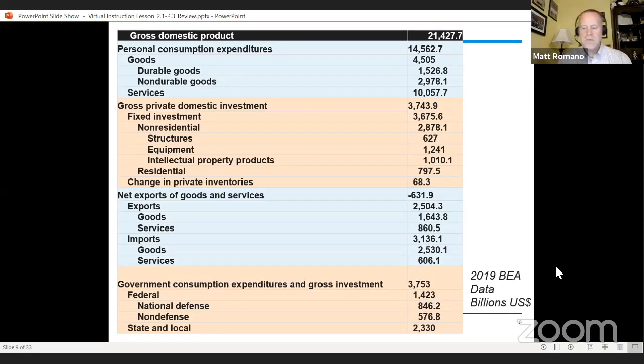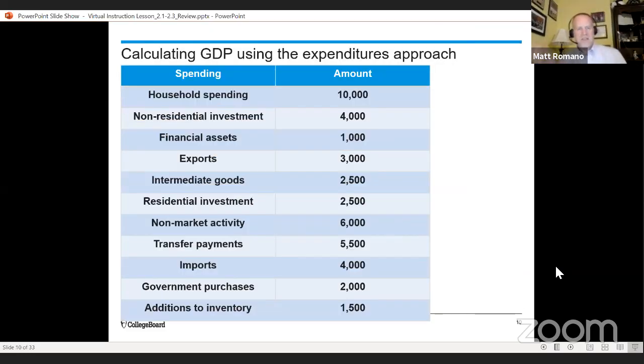So with that in mind, let's look at just a practice example, purely hypothetical here, but this is the kind of thing that you can expect from AP. A lot of old FRQs are structured this way, where you're given hypothetical data about an economy, and using the expenditures approach, you've got to calculate GDP. So what do we need to do in order to answer this kind of question correctly? Well, it's essentially what you just did on the previous slide.